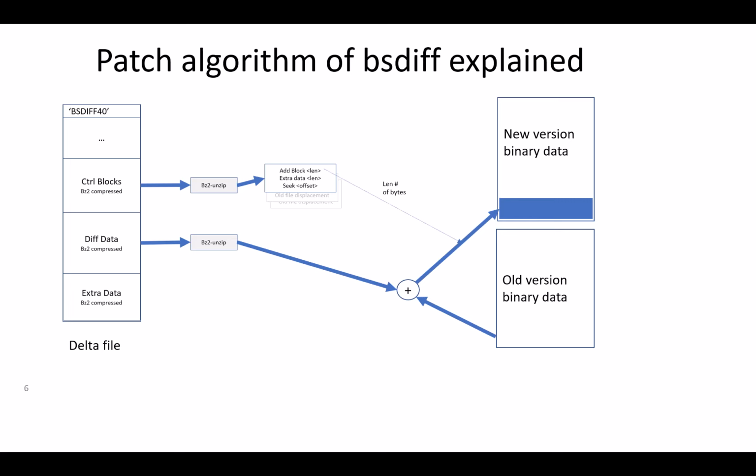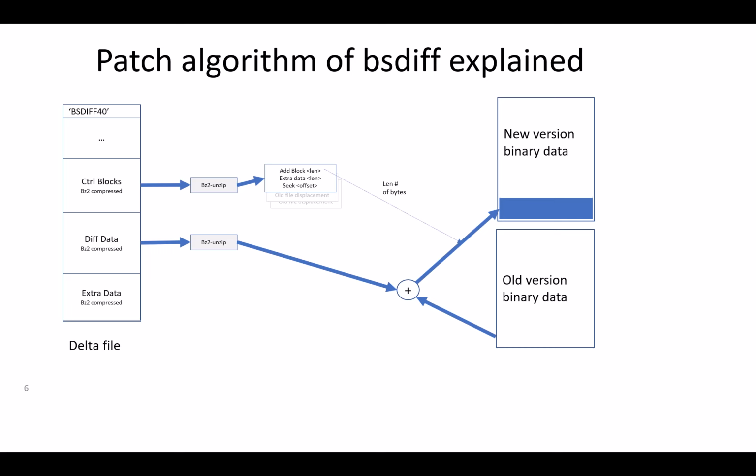Okay, the add block means take the diff data and do a byte-wise plus operation without overflow with the data which gets read from the old version of the data. And then write this to the new one. It's a bit like a stream operation. So you fill in the new version with every byte.